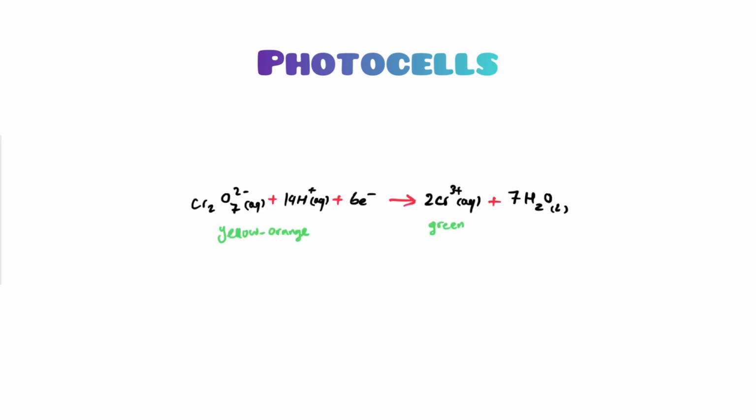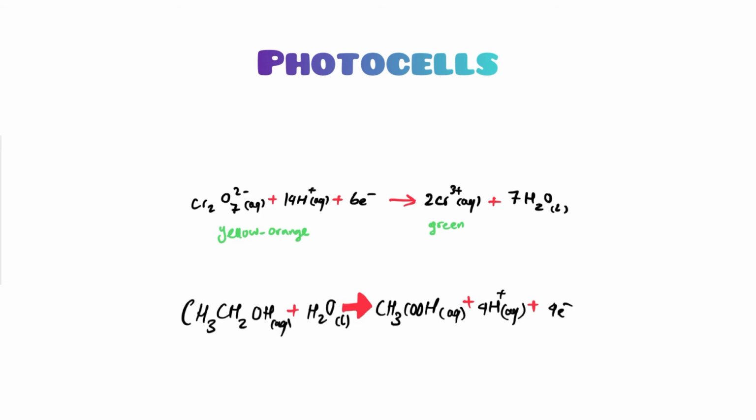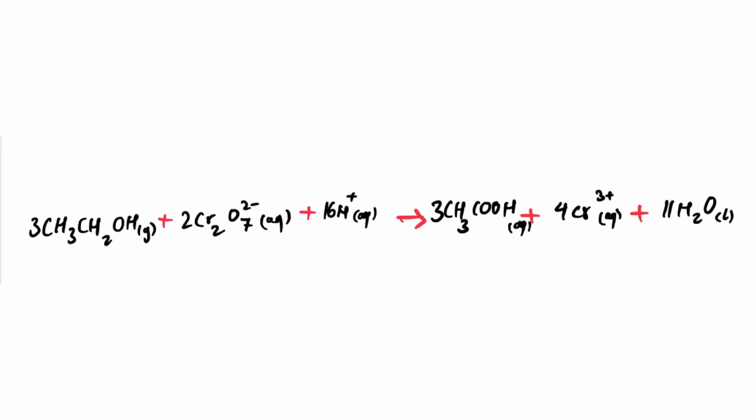Photocells. Photocells detect the color change more accurately. In this instrument, instead of permanganate, acidified dichromate was used. The dichromate ion has a yellow-orange color which undergoes reduction in an acidified solution to form the chromium ion which has a green color. The ethanol is then oxidized to form ethanoic acid. The overall chemical reaction for the process is written as follows. The dichromate has reacted with the ethanol in the breath sample.